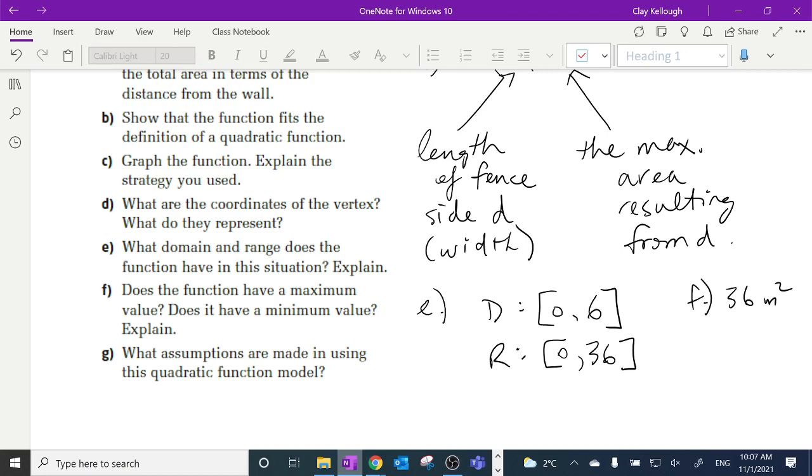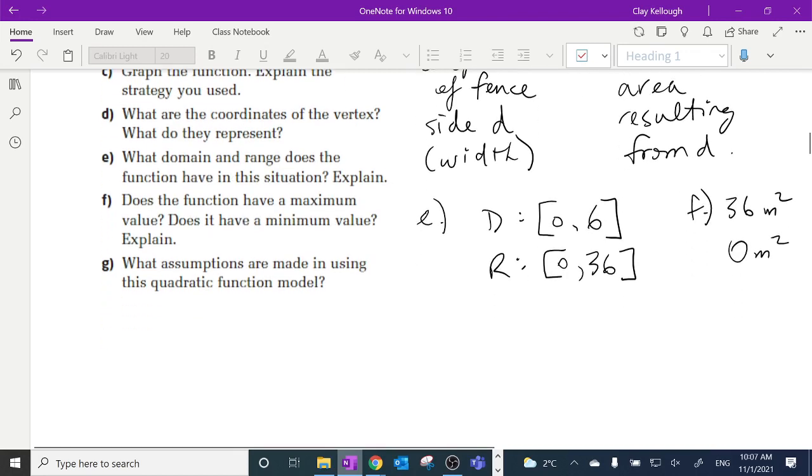Does it have a minimum value? I guess you'd probably say 0 meters squared, right? I don't know why you'd build the fence right up against the wall like that, but I guess you could if you wanted to. And what assumptions are being made? Now, I am assuming that D can be any real number. That's definitely an assumption, right? I'm assuming that I could measure D to be pi units long if I wanted to, because that's in the domain. It could be decimals that I round it to and measure it to.